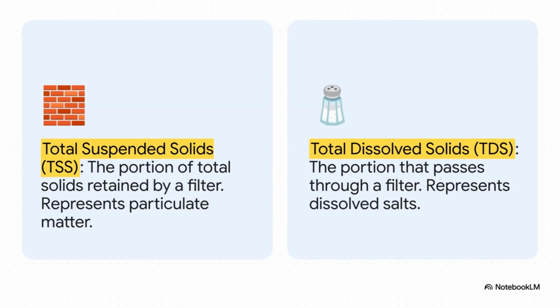Now, we can split those total solids into two categories using a simple filter. Everything that gets caught by the filter, that's your total suspended solids, or TSS. This is the gunk, the particulate matter that makes water look cloudy. Everything that passes through the filter is your total dissolved solids, or TDS, things like salts and minerals that you can't see but can definitely affect the taste.